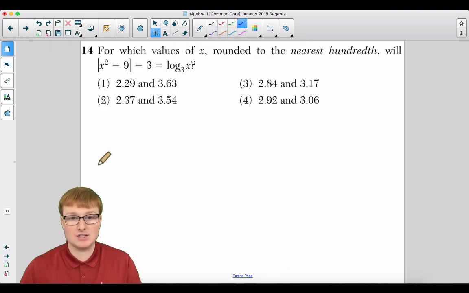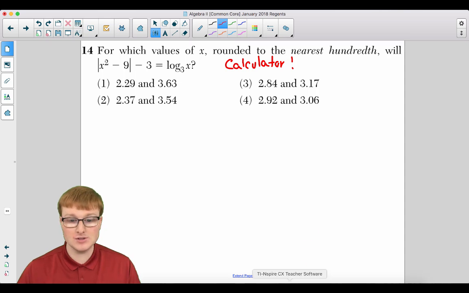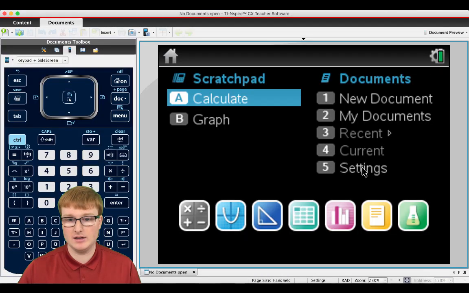For which values of x, rounded to the nearest hundredth, will the absolute value of x squared minus 9, minus 3, equal the log base 3 of x? So this is strictly a calculator question. Strictly calculator. So I'm going to go to my graphing calculator.